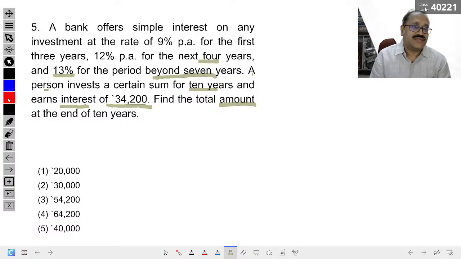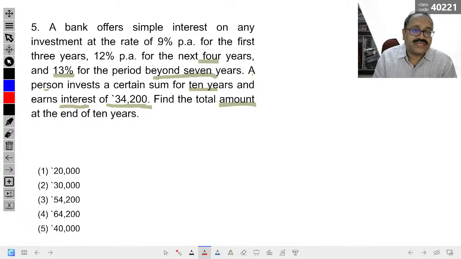Shall I start along with you? I'll also be working along with you. Now here I notice that 9% per annum for the first 3 years, 9 times 3 is 27%, plus 12% per annum for the next 4 years. So 12 into 4 is 48. And the next one, that's 13% beyond 7 years.